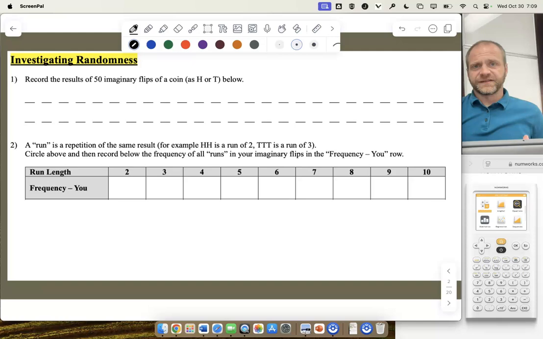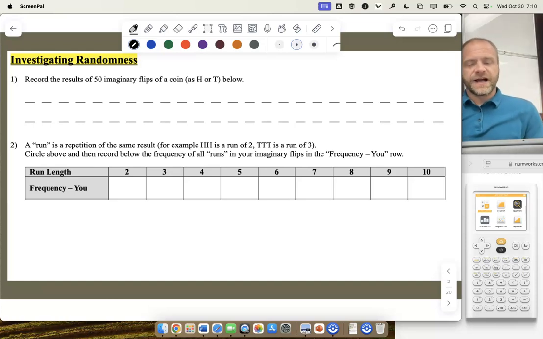The first part of this lesson, we're going to investigate randomness. We're asked to record 50 imaginary flips of a coin. We can use H for heads, T for tails. Really, this is imaginary. Imagine you have a coin in your hand and you're flipping it, and it lands, and you look at it, and it's heads. So we are just going to guess, really. We are just going to make our own, what we think to be random flipping of coins.